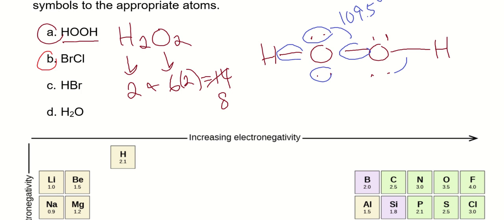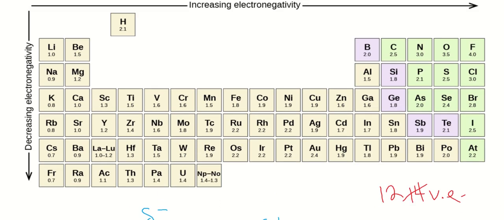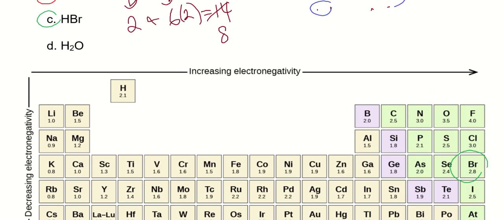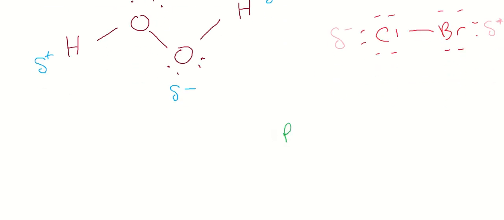On to C, hydrogen bromide. There it is, 2.8, 2.1. We need a bonding pair, give bromine 6, and then this side is going to be, since bromine is more electronegative, we do it like that.